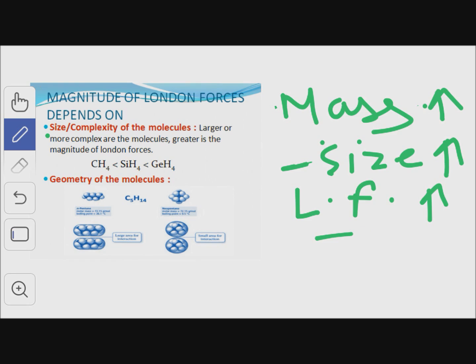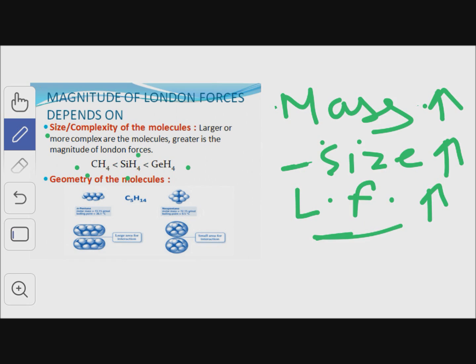London forces also decrease. For example, in case of CH4, SiH4, GeH4, when we move from carbon to silicon to germanium, the size of the central atom, that is carbon, silicon and germanium, increases down the group. It means the molecular size of these hydrides increases as we move down the group. And when the molecular size increases, the London forces also increase. The magnitude of London forces also increases.